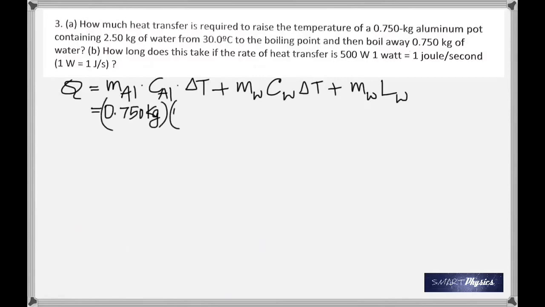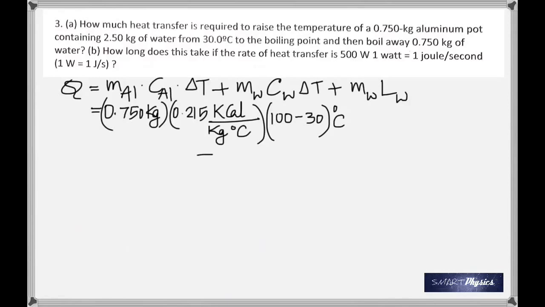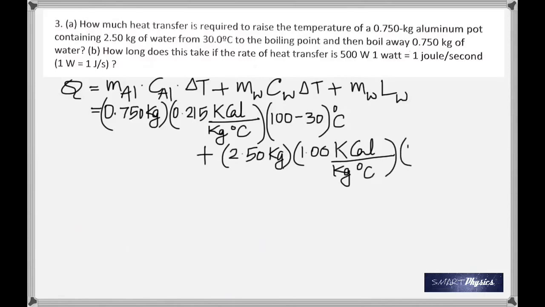So the mass of aluminum multiplied by the specific heat of aluminum, and the change in temperature is 100 minus 30. Always remember, it's the higher temperature, take away the lower, plus the mass of water, specific heat of water there, change in temperature is the same, plus the mass of water.